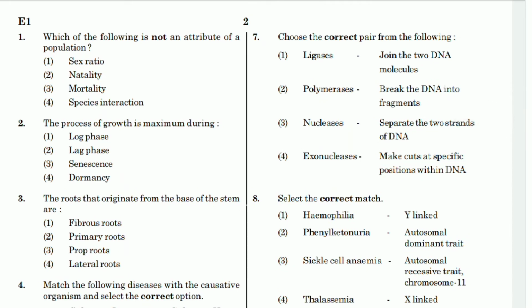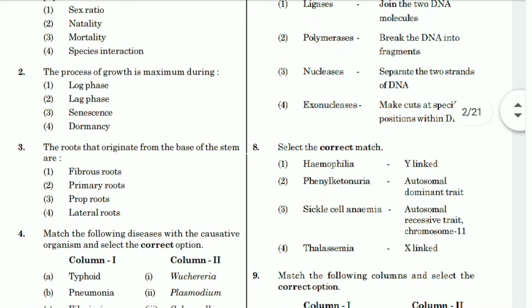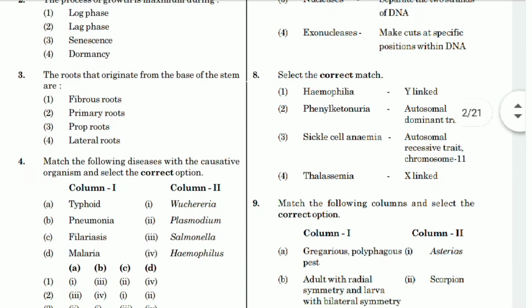Next question is, choose the correct pair from the following. The correct answer is option A, that is ligases. Ligases are usually used to join two DNA molecules. Next question, select the correct match. The correct match is sickle cell anemia, that is option C. It is an autosomal recessive trait of chromosome number 11.